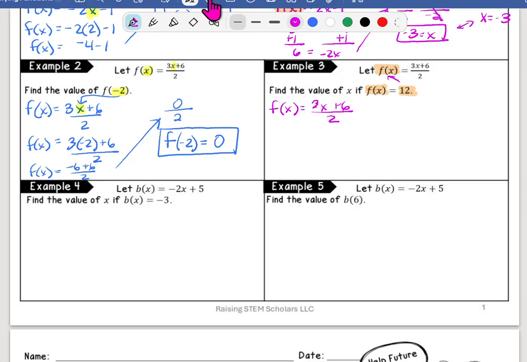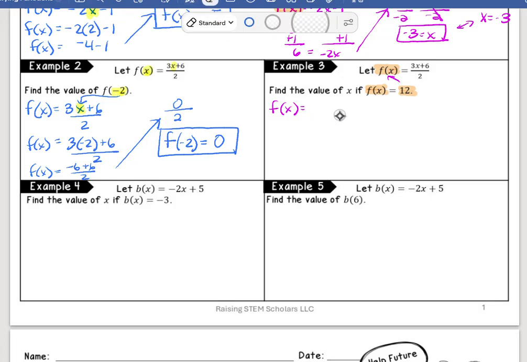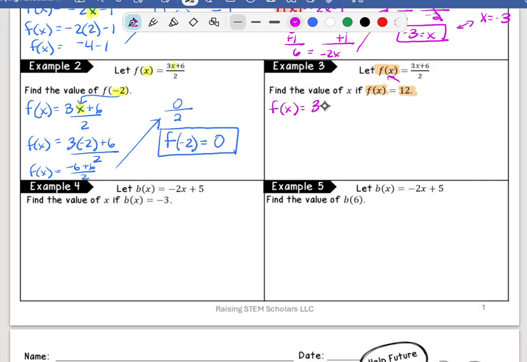I need to erase that a little bit. I got a little messy there. Let me try that again. (3x plus 6) divided by 2. So I'm going to take this 12 and I'm just going to replace this f of x, because we said f of x equals 12. That means that we can put a 12 here in that spot. 12 equals (3x plus 6) divided by 2.